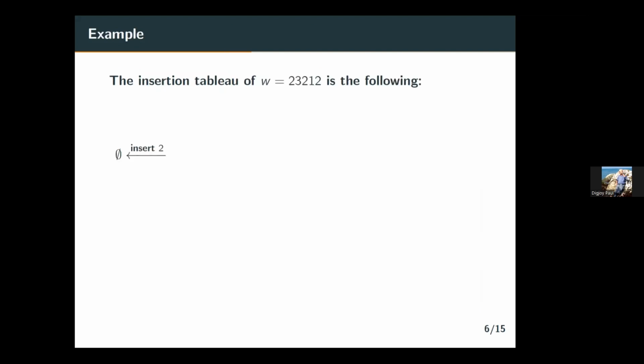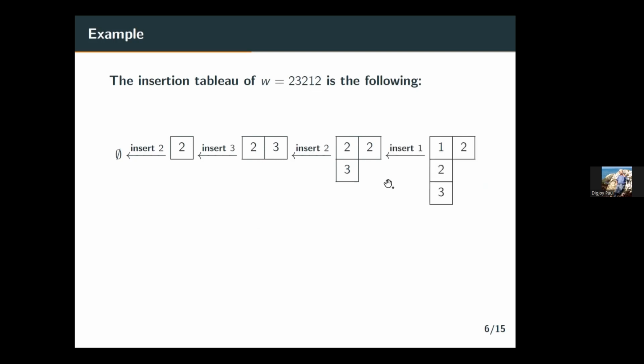For example, take the word 2, 3, 1, 2. Now you insert 2, so you place one box. Then to insert 3, since 3 is bigger than 2, you put 3 just after it. When you again insert 2, this 2 you cannot place after 3, so you bump the 3 and 2 is placed in that place. So it becomes 2, 2 on the first row. And when you insert 1, it will bump the first 2 on the first row, and that 2 will bump into the second row. There is a 3, and it will bump to the third row. Finally, after inserting 2, you will have this tableau. So for this word, the length of the longest increasing subword is the first row length, which is 3.